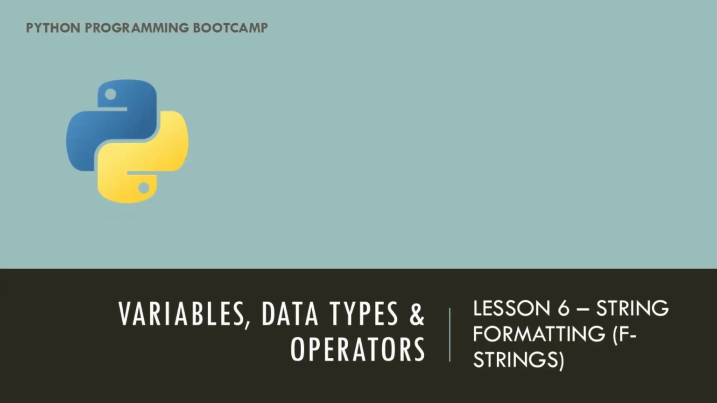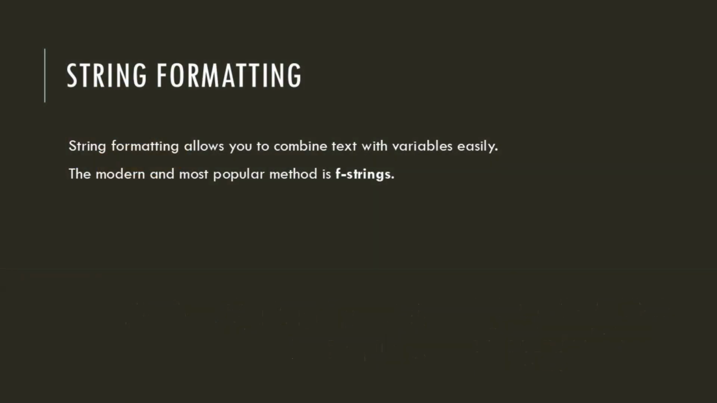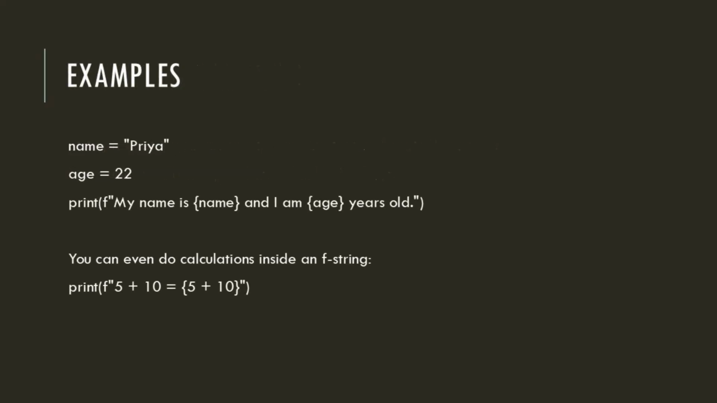String formatting allows you to combine text with variables easily. The modern and most popular method is f-strings. Example, name = "Priya", age = 22. print(f"My name is {name} and I am {age} years old"). You can even do calculations inside an f-string. print(f"5 + 10 = {5 + 10}"). F-strings are clean, fast and used everywhere in Python.